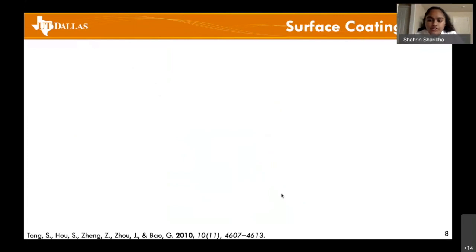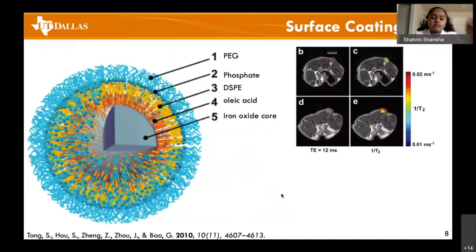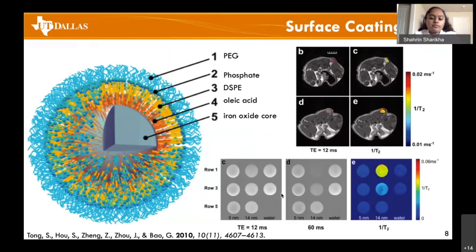As I mentioned earlier, the surface coating is important. If nanoparticles are hydrophobic in the body, then the body won't really react with them well. So a lot of procedures have been done to investigate how to coat these nanoparticles and see what works and what doesn't work.